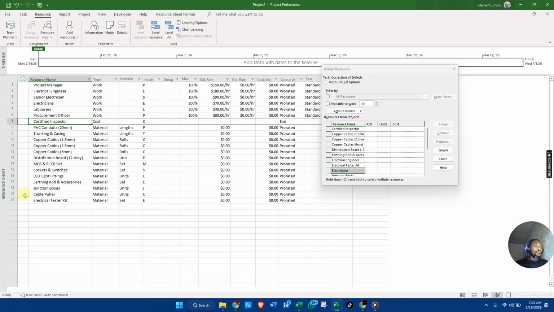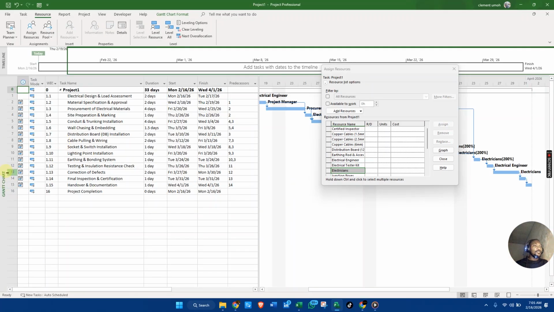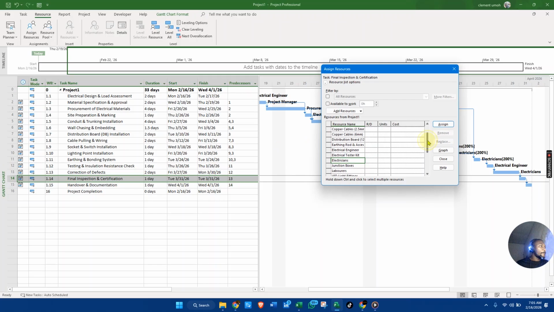So let's go to our Gantt charts. Looking at this inspection, what we're assigned to. So go to our inspector officer, certified inspector. Then we look at the cost. Then 160. Then we assign. So this is not fair for the guy. This is a 1 day job. All right, since it's a 1 day job, I think I have to change him.